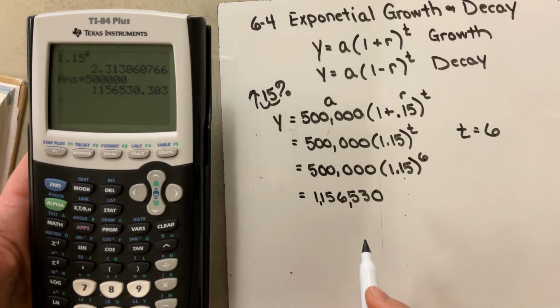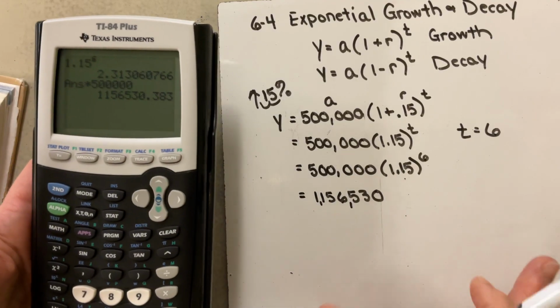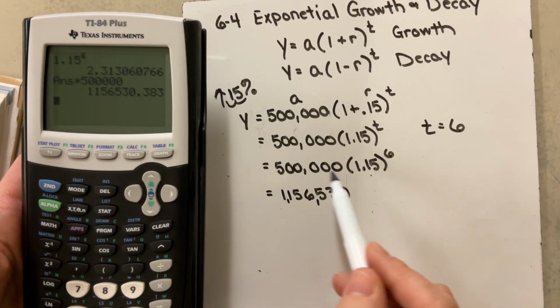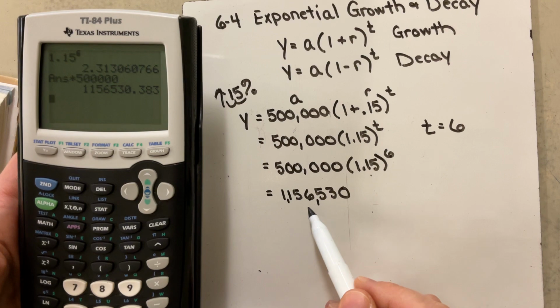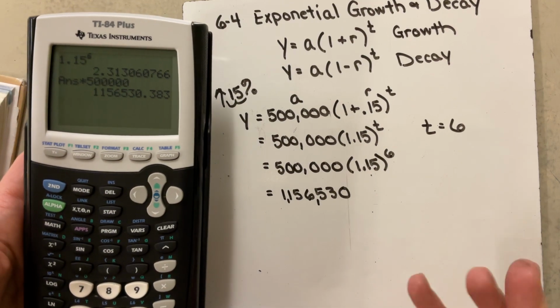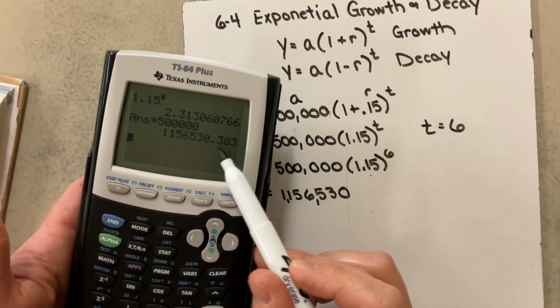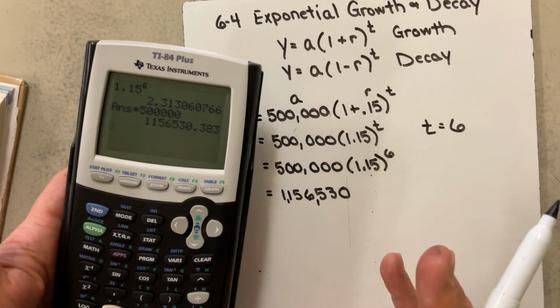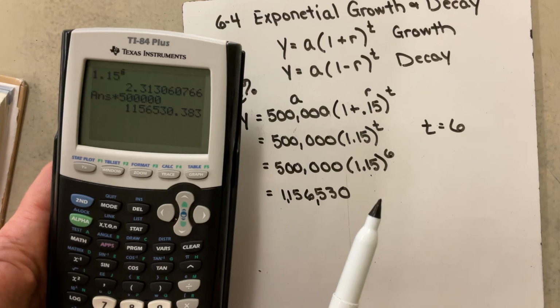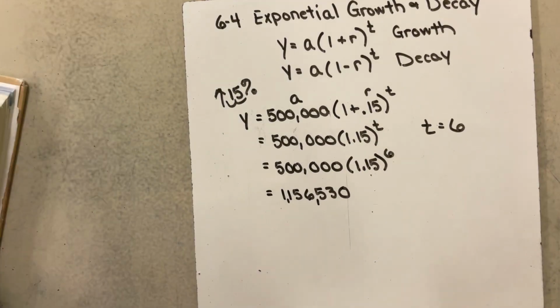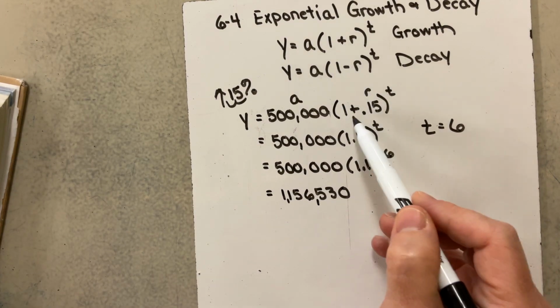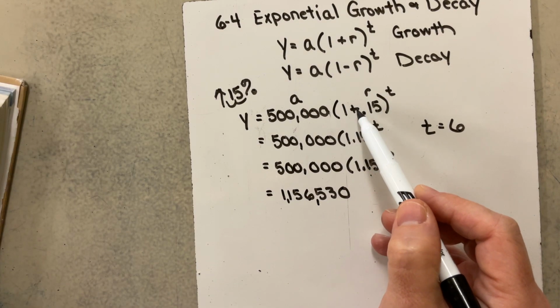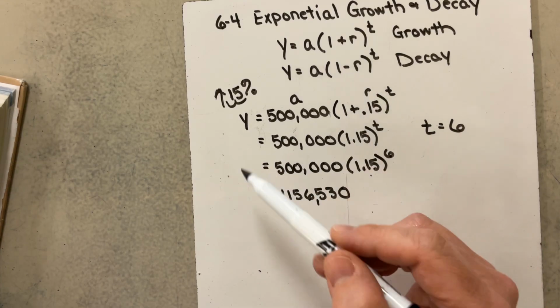And this was a problem about people. So this is 1,156,530 people. But if it's people, we're not actually going to have any decimals, right? Because we don't want to have a part of a person. So that is one of the things you need to be able to do. If you put in a decay problem, it would have just had a subtraction there. And instead of growing, we would have been decaying.